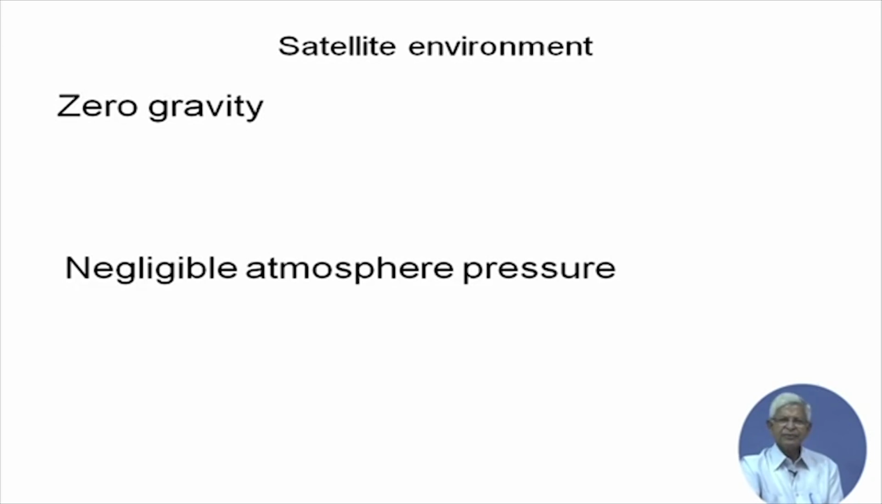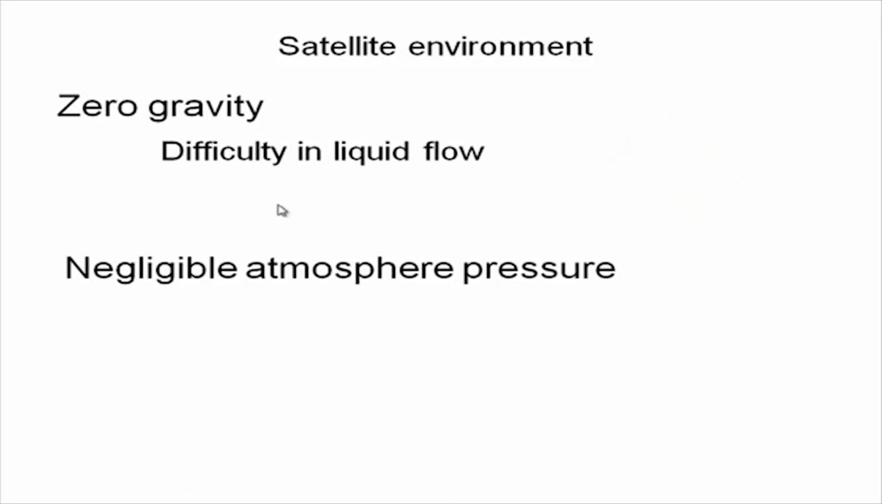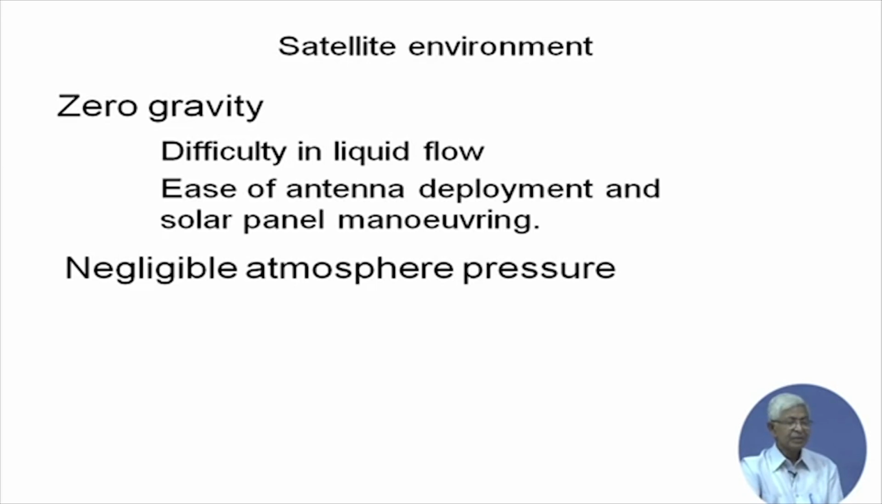Satellite environment, a couple of things occur there. Gravity is very low, zero gravity. So, there is difficulty in liquid flow, whatever fluid is there. But there is certain ease of antenna deployment, because there is no additional force acting on it, or solar panel maneuvering.